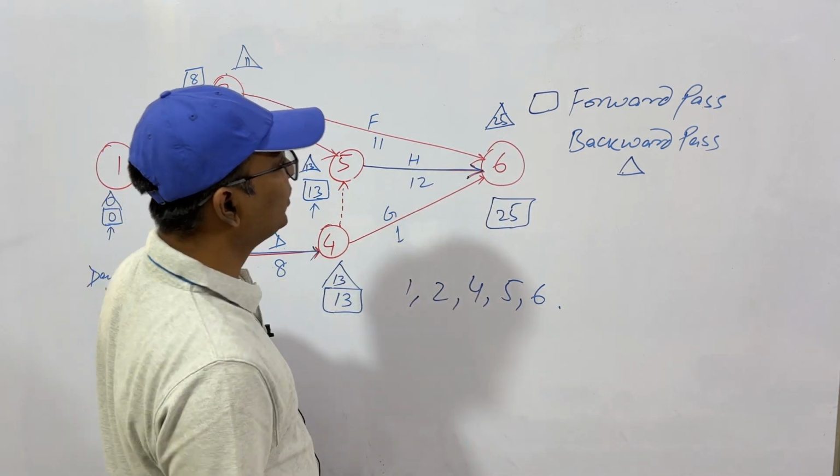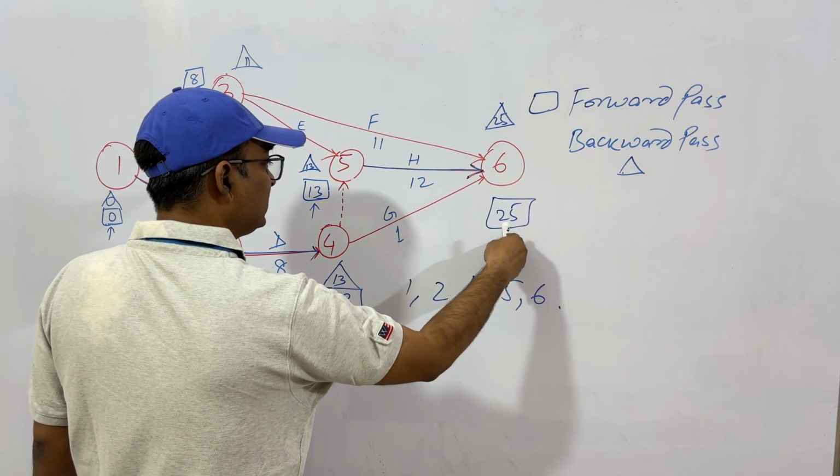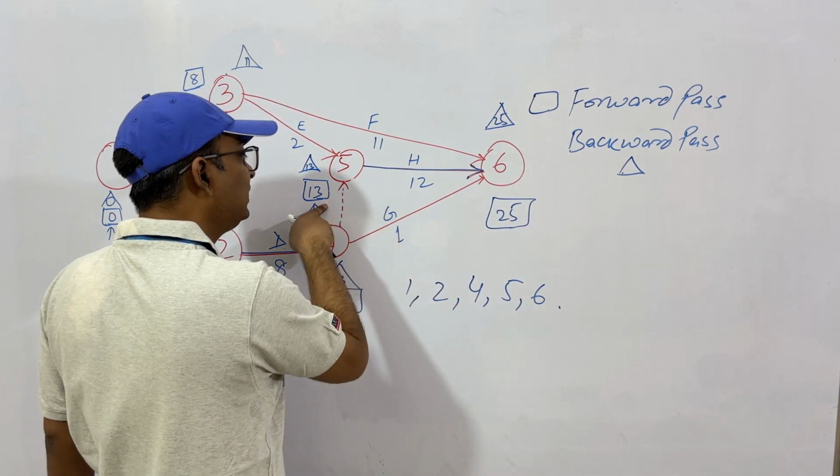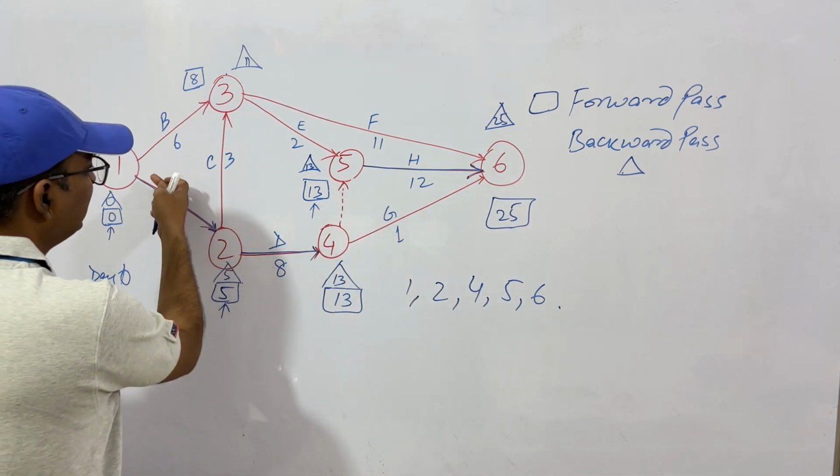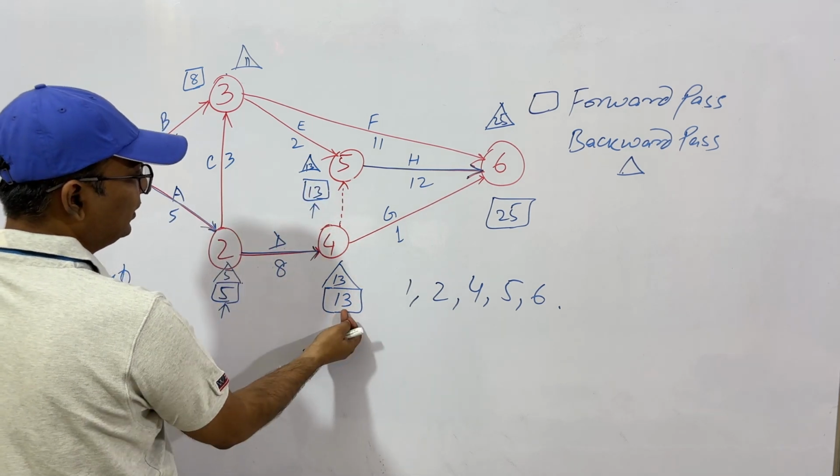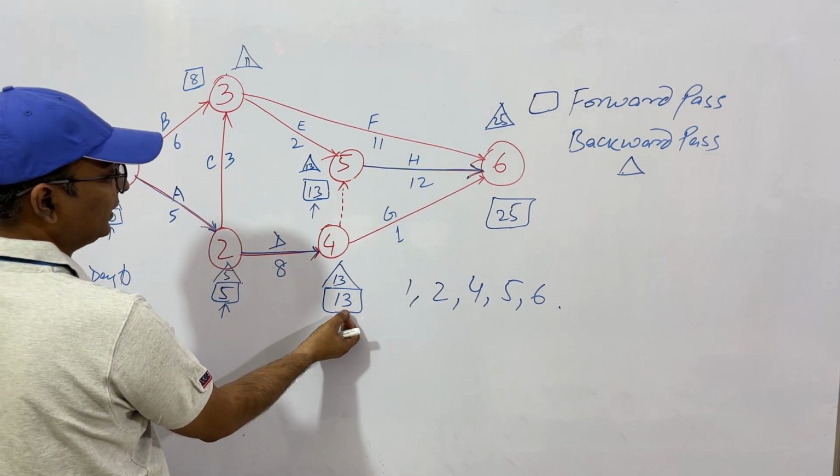By the backward pass, what do we say? We say our completion date is the 25th. By the 13th, these activities have to be completed. By the 13th, A and D have to be completed.